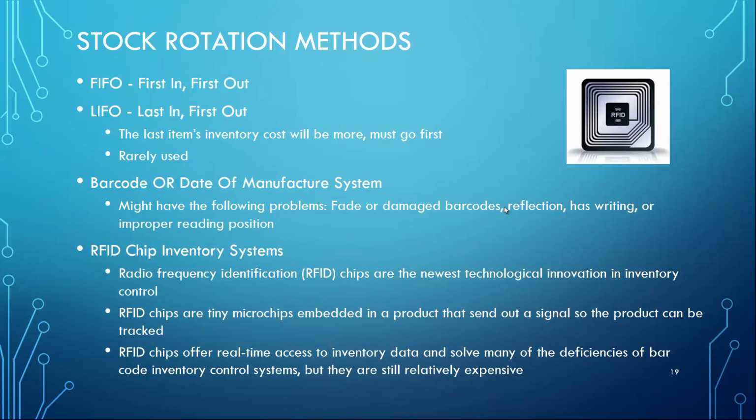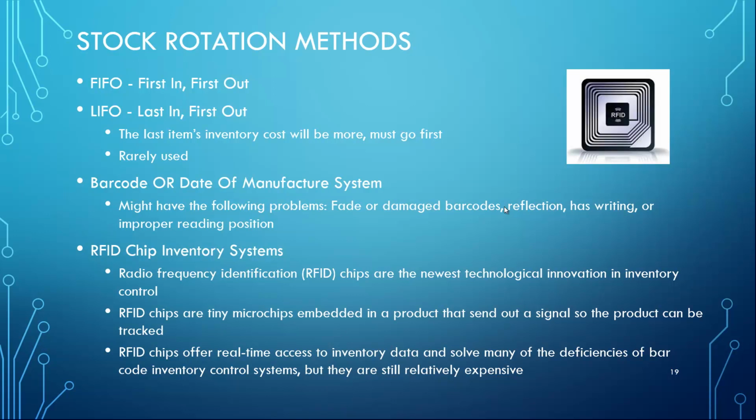and it can scan the item in addition to the SKU number, so you can add it to that one if you want, to the magnet and the chip at the same time. Those are the newest technologies, innovation in inventory control. The RFID chips are tiny, they are microchips. They're embedded in a product and send out a signal so the product can be tracked.